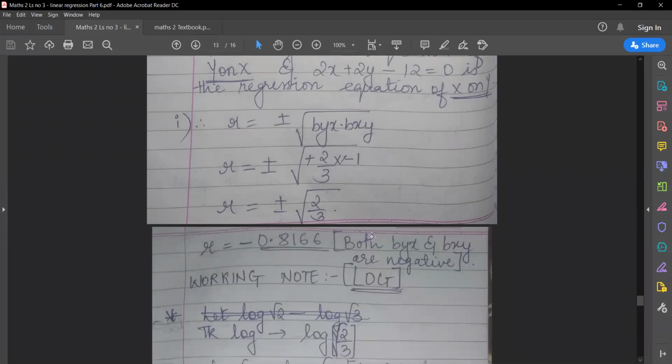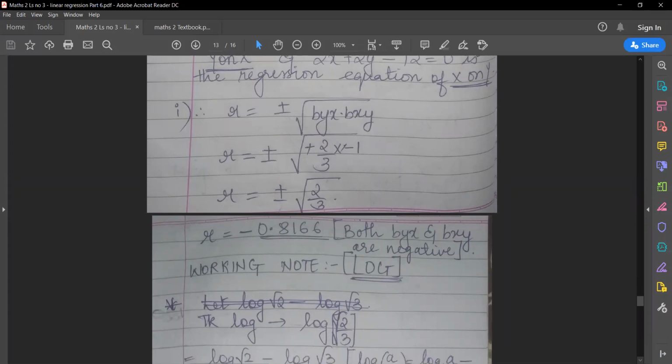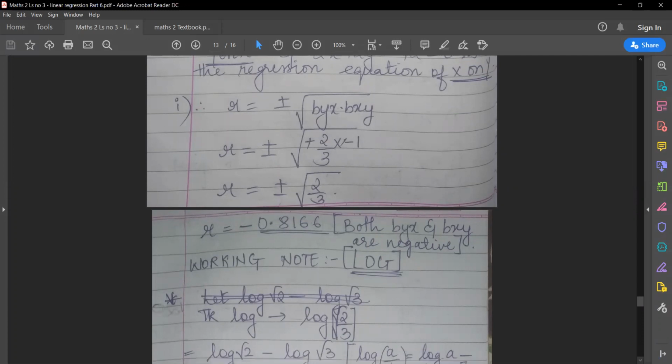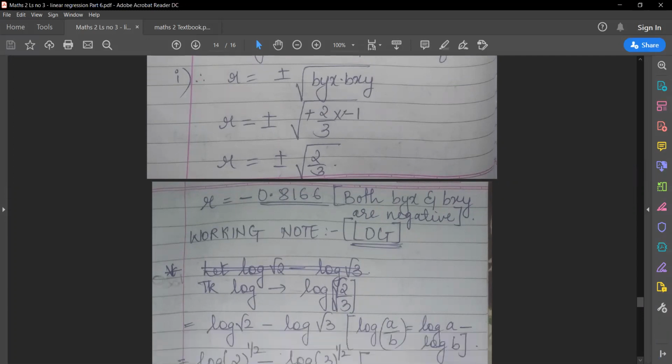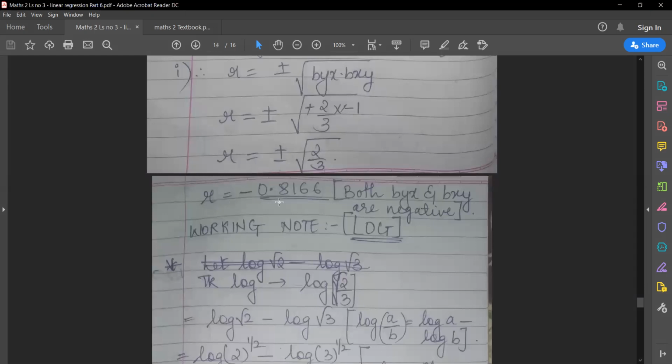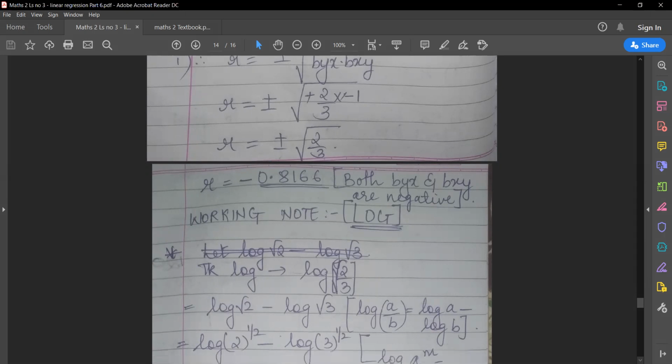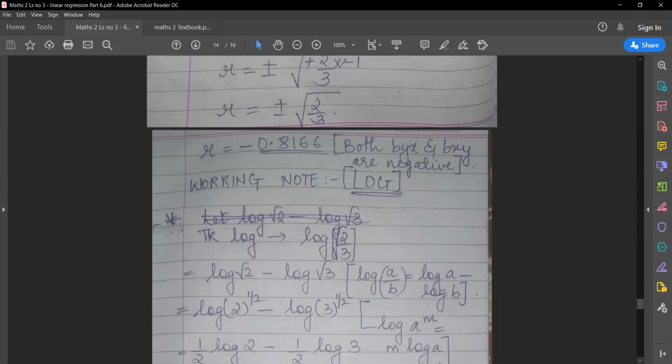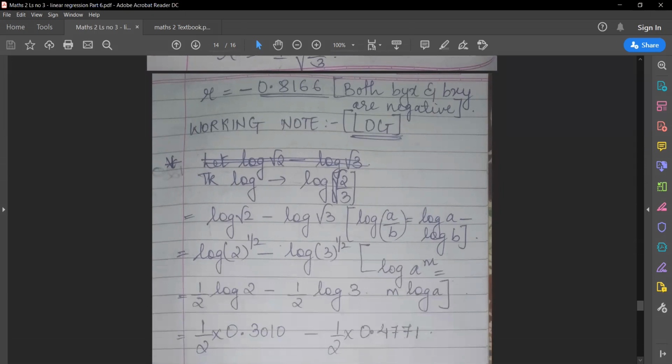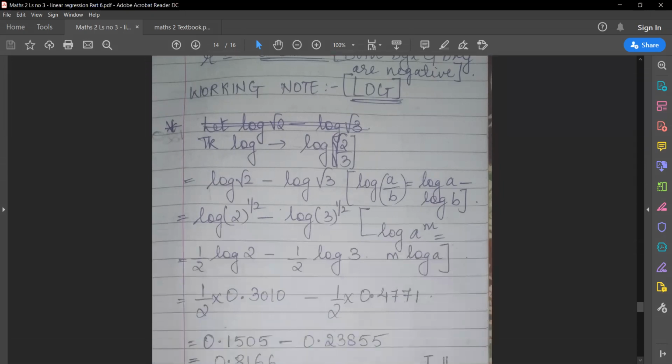Now class, in this particular answer I have solved it by log. So I'll be teaching you all how to solve square root sums in case it comes in the exam, and if the value is not given in the bracket, how you will solve the sum. So I've got the answer as minus 0.8166 because as you can see, both the regression coefficients are negative. So for your understanding, I've done the working note over here. So class, please pay attention when I'm explaining. Okay. So working note, I have solved this by log.